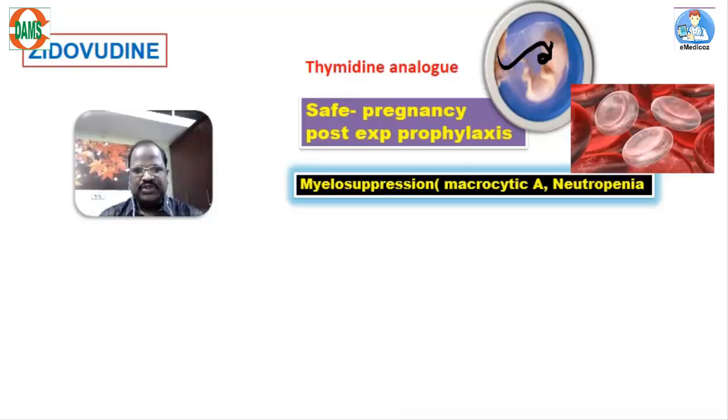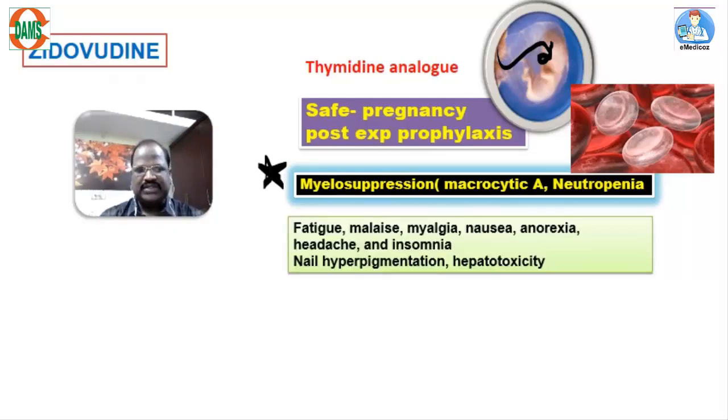Here, the most important adverse effect of Stavudine is myelosuppression in the form of macrocytic anemia and neutropenia. This is an important MCQ. It is a dose-dependent adverse effect. But you should know Stavudine also causes fatigue, malaise, myalgia, nausea, anorexia, headache and insomnia. Chronic therapy also causes nail hyperpigmentation and hepatotoxicity.